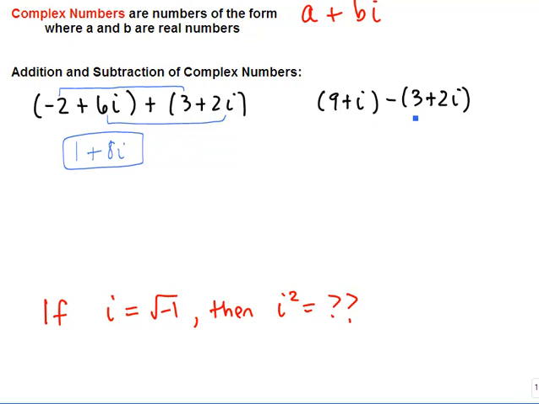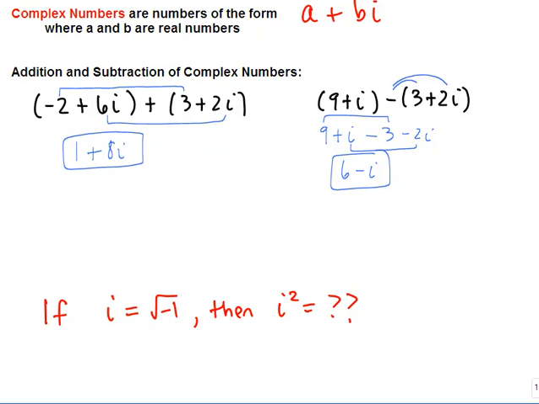In the next example, we have subtraction. So the one thing you want to be careful about with subtraction is making sure that you distribute your negative across parentheses first before you start combining like terms. This first set of parentheses doesn't have anything out front, so these first parentheses aren't even necessary. I can just go ahead and drop them. But the second set is necessary because I do need to distribute that negative across. So this will become -3 - 2i. So adding like terms, 9 - 3 is 6, and i - 2i becomes -i. So my answer is 6 - i.